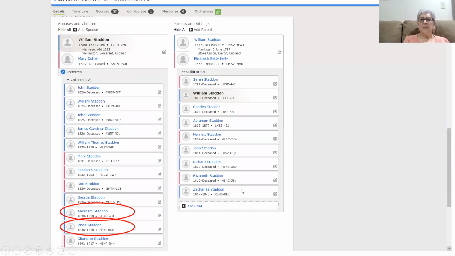So I went back to the family group on Family Search, and I looked to see if there were any other children that would have been born since 1837 that I could double check. And there was this Abraham and Isaac. They look a bit suspicious to me. Not that their names are suspicious or anything, but they were both born in 1838. They both died in 1838. Anyway, I thought, I'll look at them and see if I can find them.